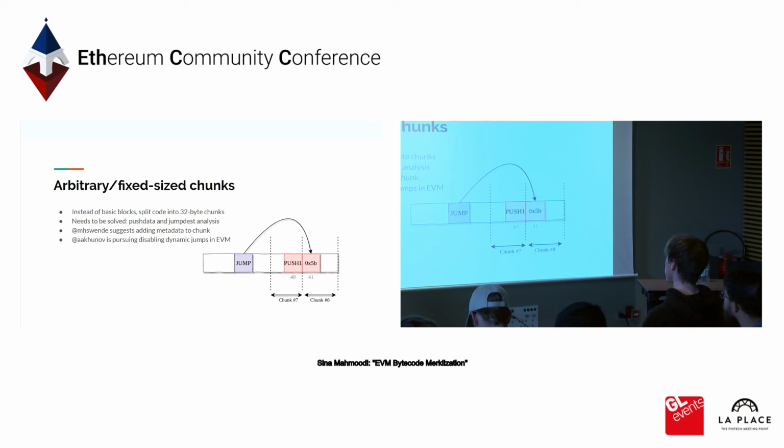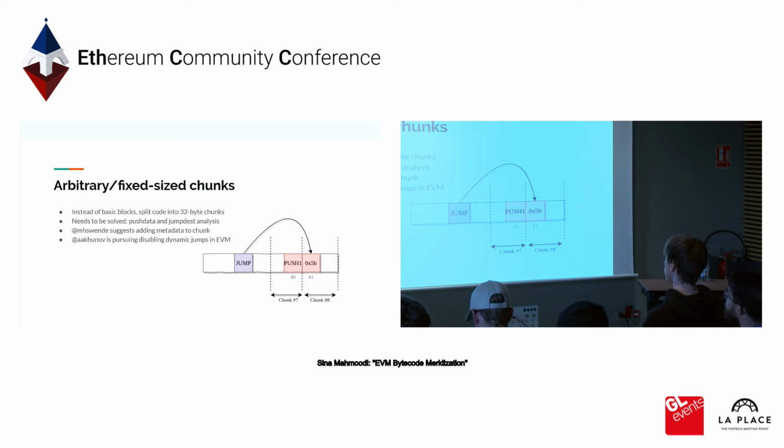This way, when the stateless client receives these proofs and the chunks, it wouldn't know if this is push data or a jumpdest. So it could happen that they would execute the transaction differently from clients that have the full code.